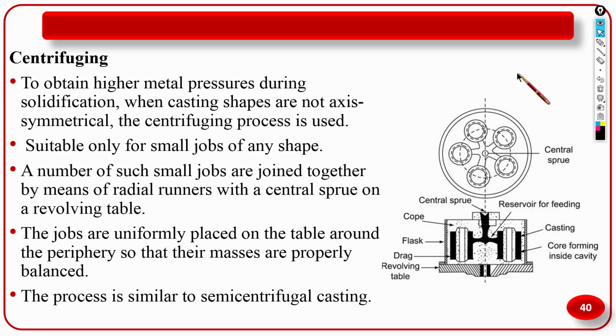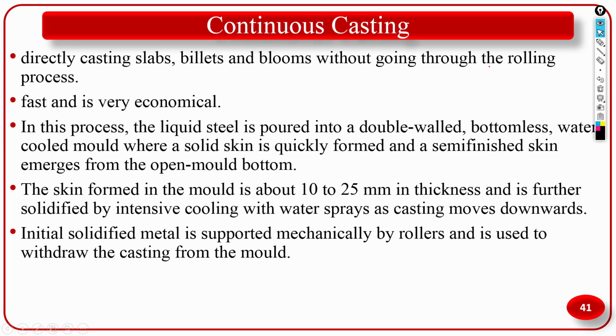So now let us go for continuous casting. Continuous casting is basically used when you need some kind of long bars, like square bars, like this kind of shape, very long, 20 meters or 40 meters, something like this. So this kind of bars are required.